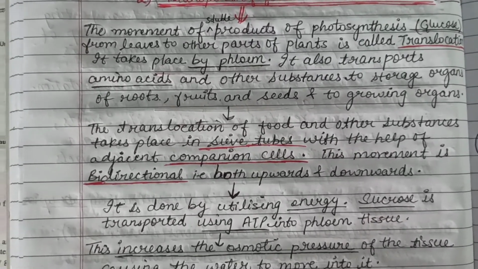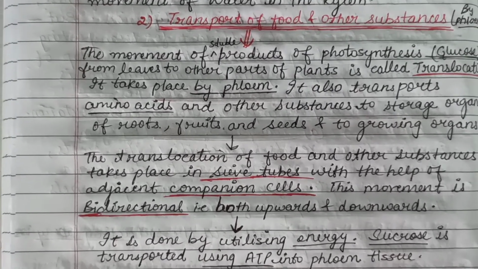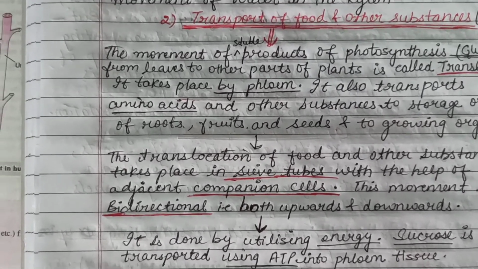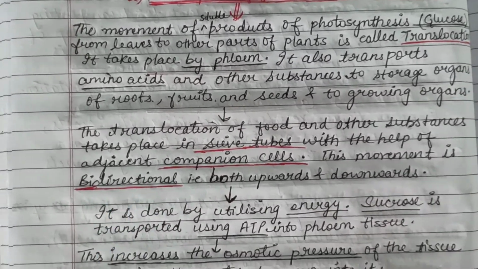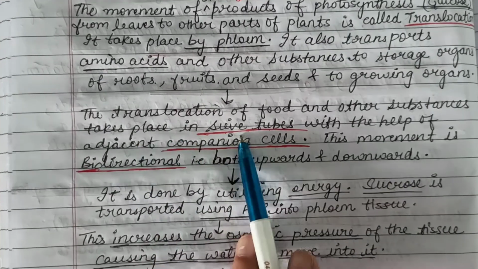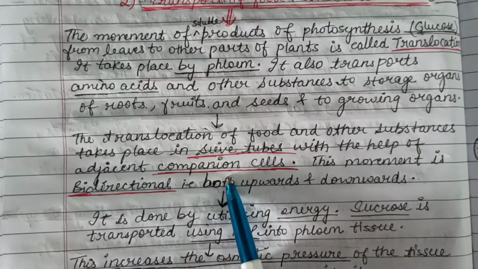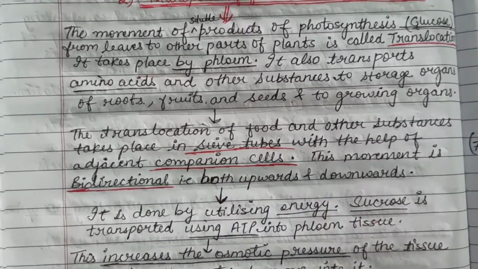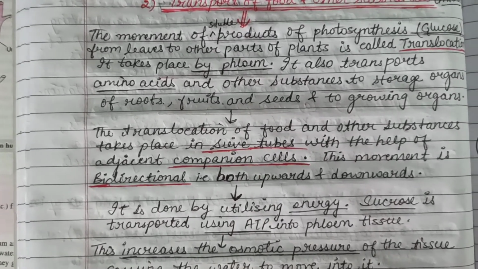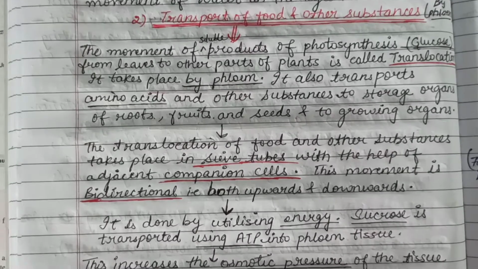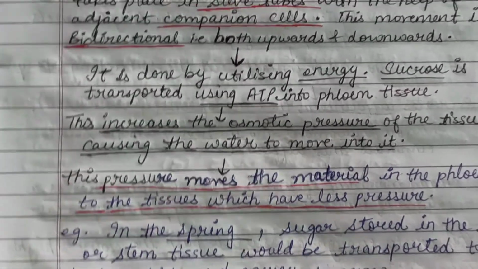Like xylem, phloem also contains 4 types of cells, that is sieve tubes, companion cells, phloem parenchyma and phloem fibers, right? So translocation of food and other substances takes place in sieve tubes, and sieve tubes work in association with their adjacent companion cells, and this movement is bidirectional. That means, as I have told you, that phloem transportation can occur in both ways, upwards as well as downwards, right? So it is done by utilizing energy, and the energy source is ATP.